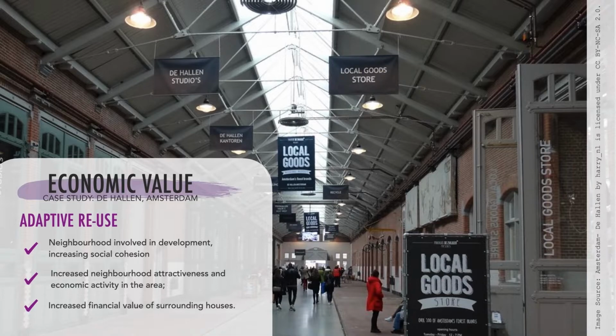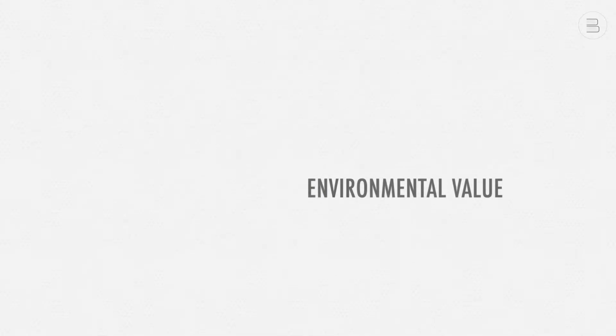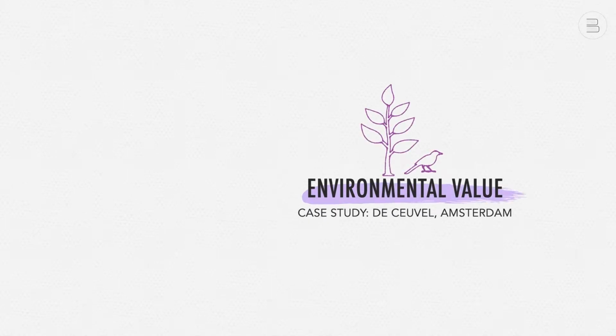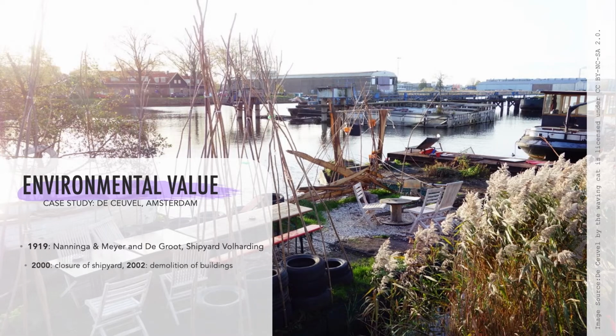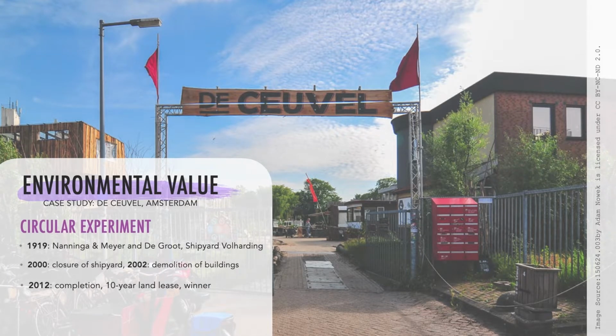De Keuvel is a transformation of the former shipyard Volharding. It closed in 2000 and the buildings were demolished in 2002. In 2012, the municipality held a competition for reuse. The winner proposed a 10-year temporary reuse: a sustainable creative hub, circular office park, cafe and restaurant, and floating hotel.